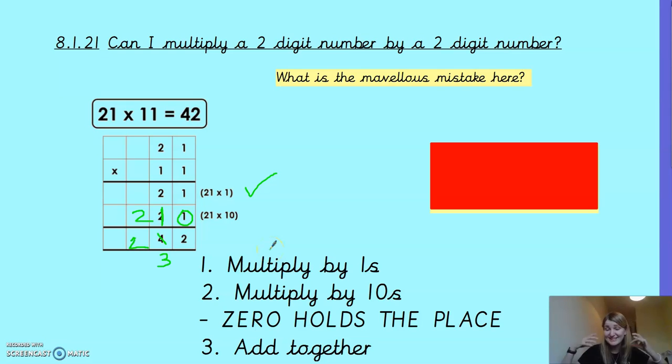When we're multiplying by 10s, 10 times bigger. Gosh, I've said 10 and 0 a number of times, haven't I? Right. Hopefully, though, that's useful for you guys.